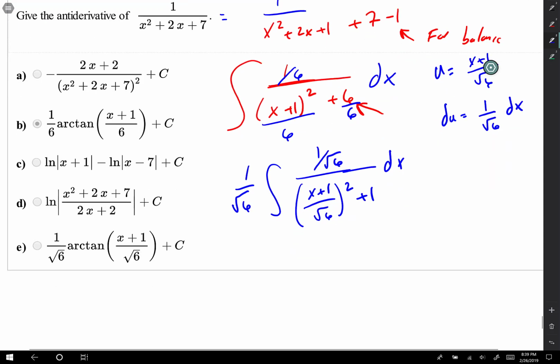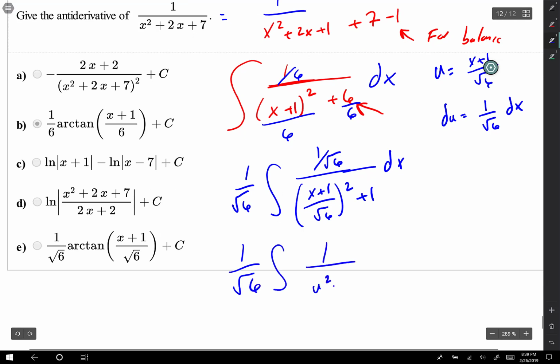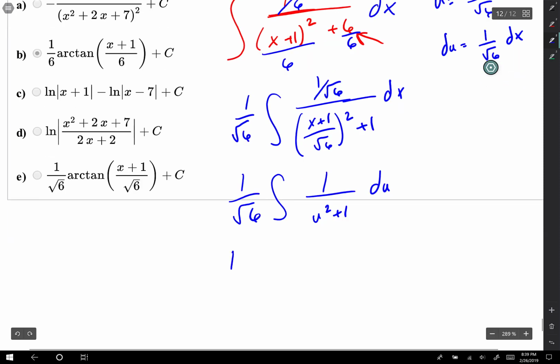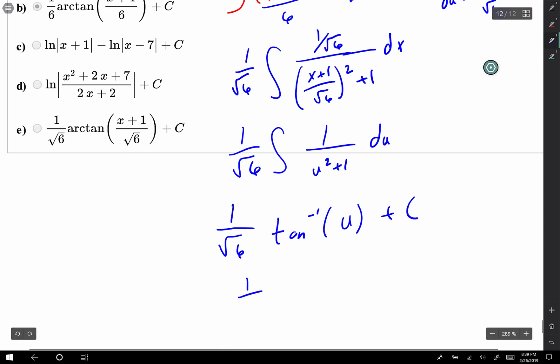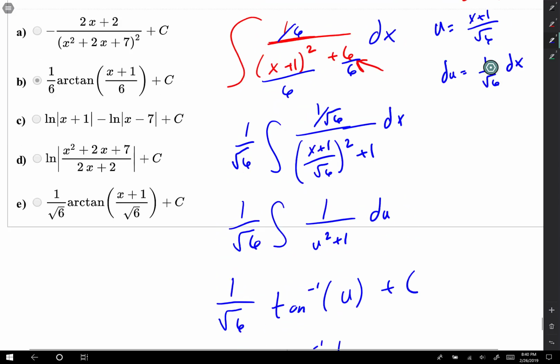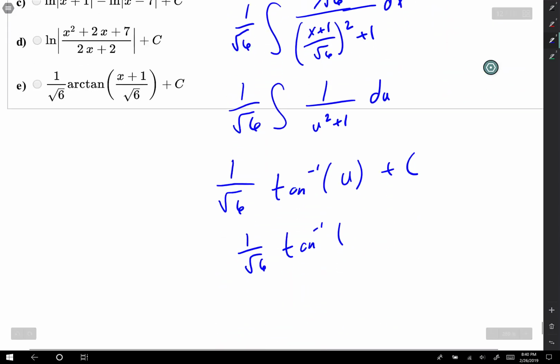So now no need for balancing. 1 over square root of 6, integral 1 over u squared plus 1 du. That is arctan. So 1 over square root of 6 arctan of u plus c. And then we plug back what u is. 1 over square root of 6 arctan of, let's see, what do we have? x plus 1 over square root of 6, plus c.